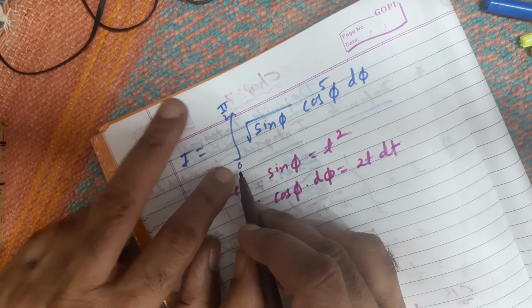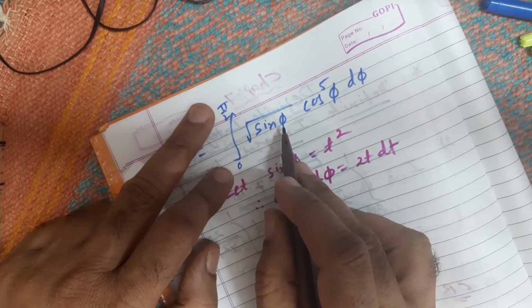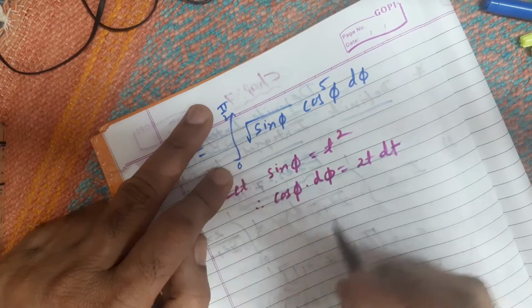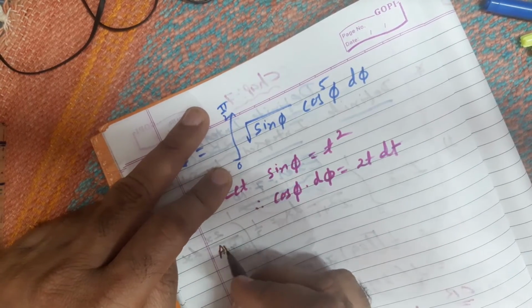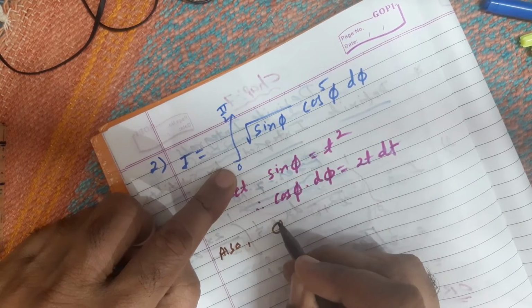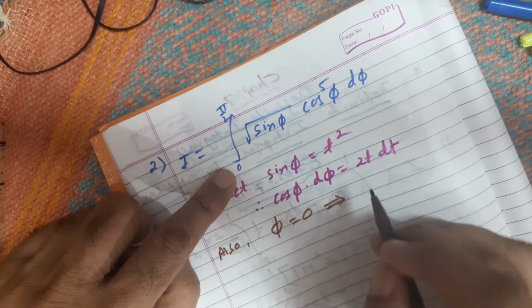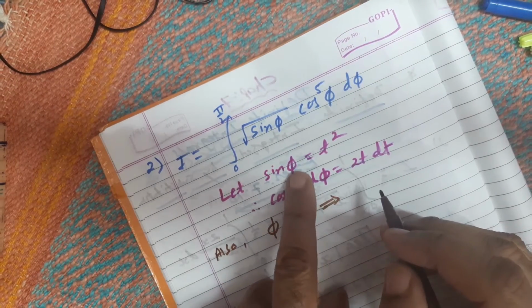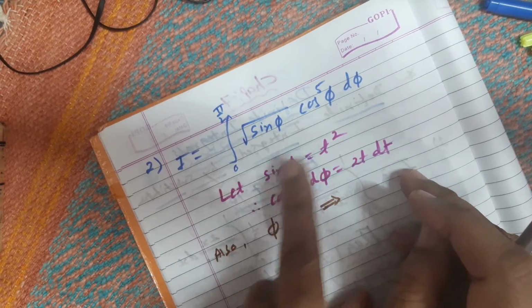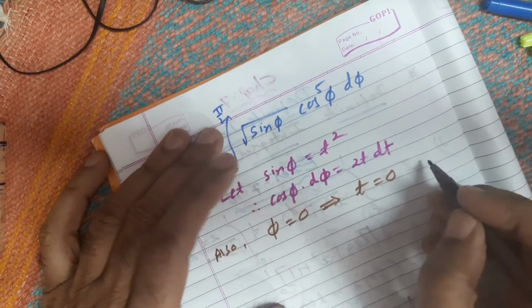Now this limit 0 to pi by 2 is for which variable? It is for phi. And now we are substituting t. So first you take the lower limit 0. When the lower limit is 0, let us say phi is equal to 0. So sin 0 will be 0, so t square will be 0, and so t is also 0, isn't it?